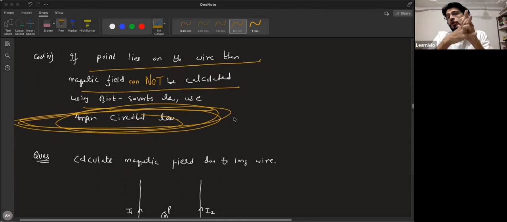And this last case, if the point lies anywhere on the axis of the wire, then you can't calculate the magnetic field using Biot-Savart law. You will use Ampere's circuital law.